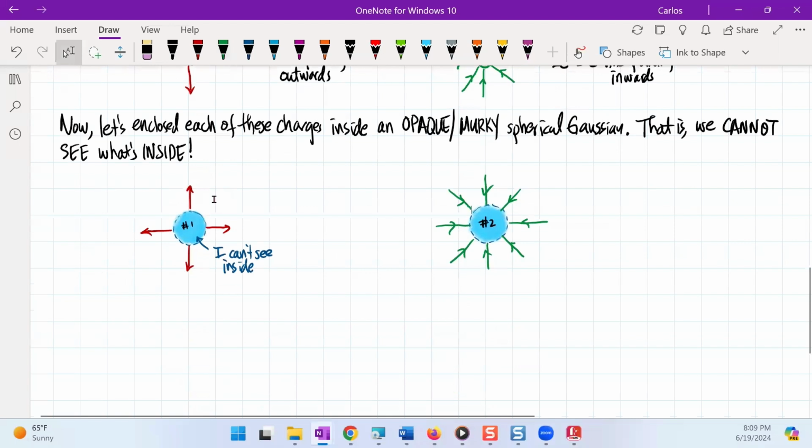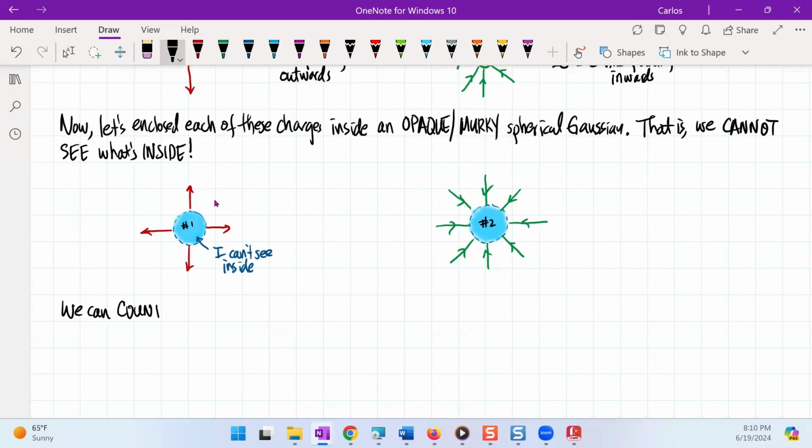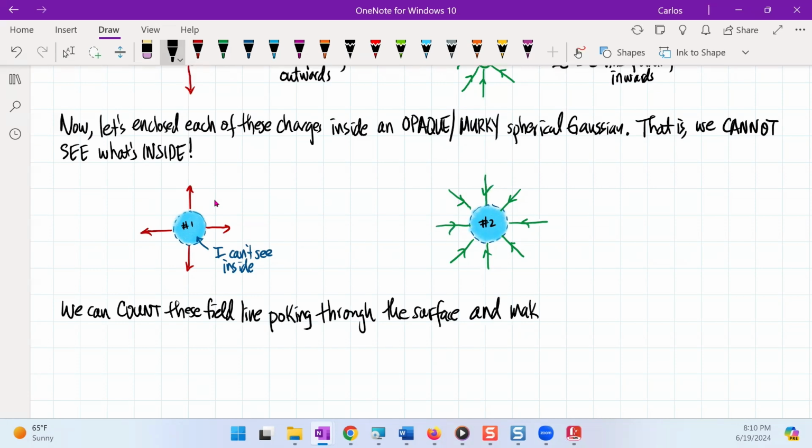Now, once again, we can count these field lines poking, not flowing, through the surface and make these assertions.